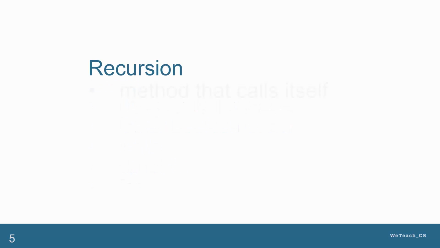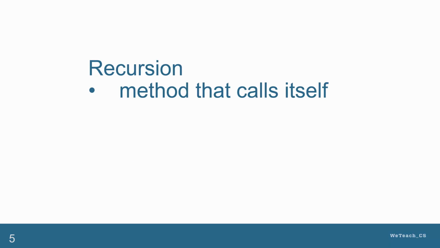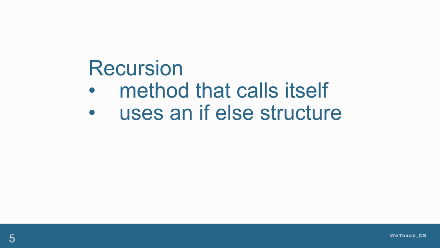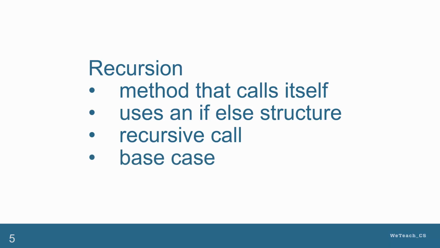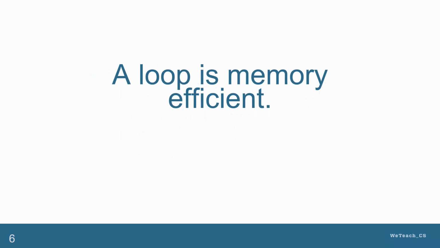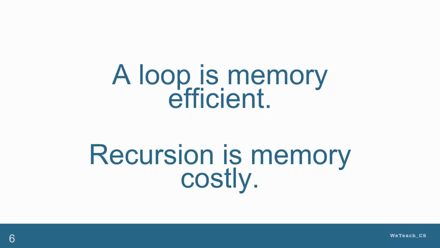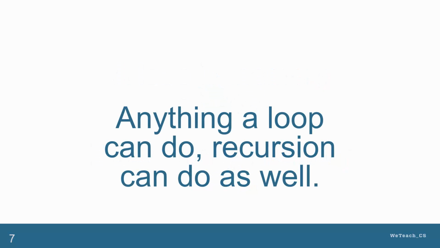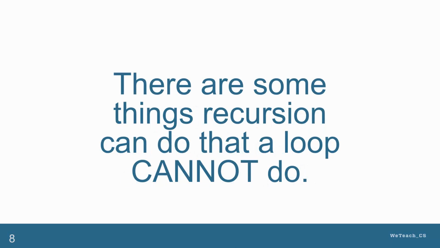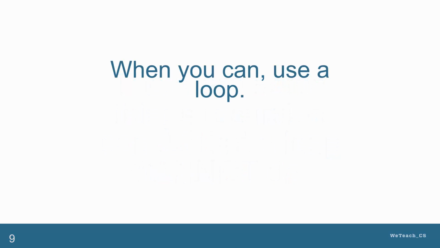Recursion defines a method that calls itself, using an if-else statement with recursive calls to create the repetition, and using base cases to stop the process. Loops are memory efficient. Recursion is a memory hog. Anything done by a loop can also be done by recursion. However, not everything done by recursion can be done by a loop. In general, when you can, use a loop.